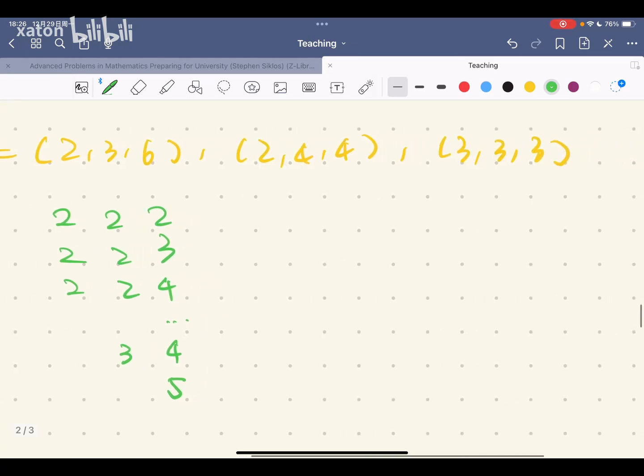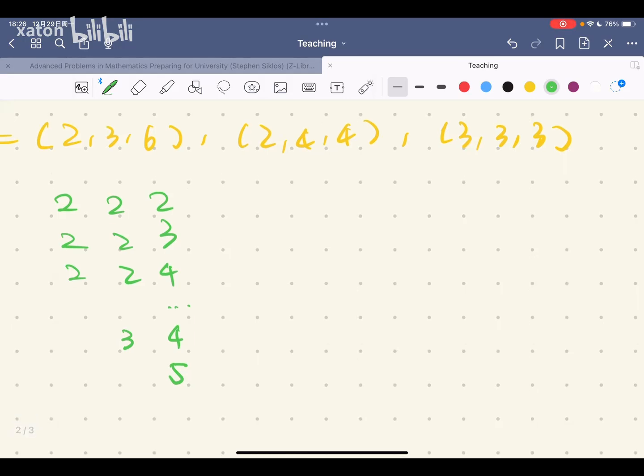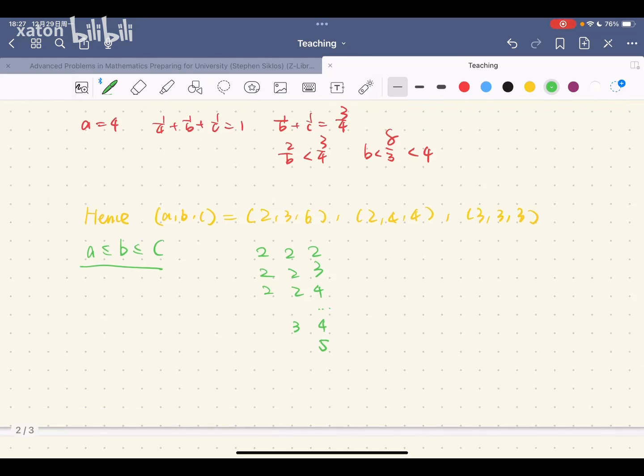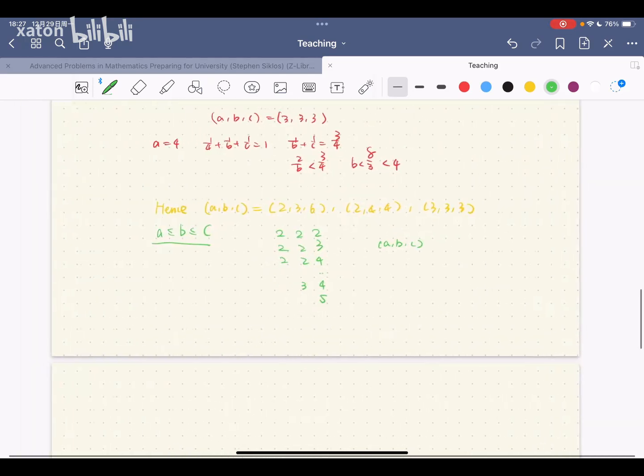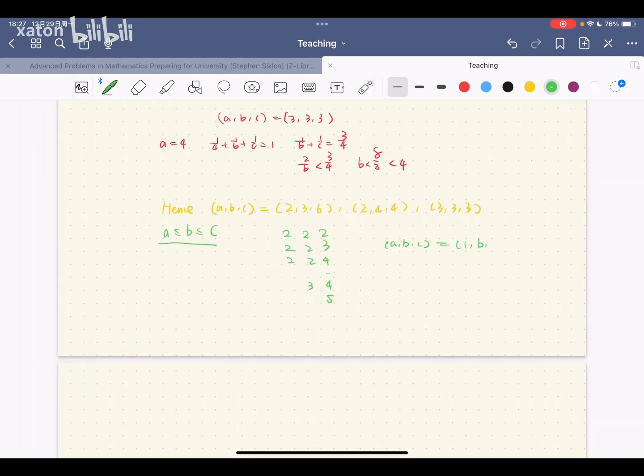And for 3, 3, 3, we don't really have any room for this kind of inequality method. It's still very tight because a equals b equals c. No room is left. So in the end, what we have is (a, b, c). We have this general term, (1, b, c), where b, c can be anything. It can be 2, 2 and any c. It can be 2, 3, 4.